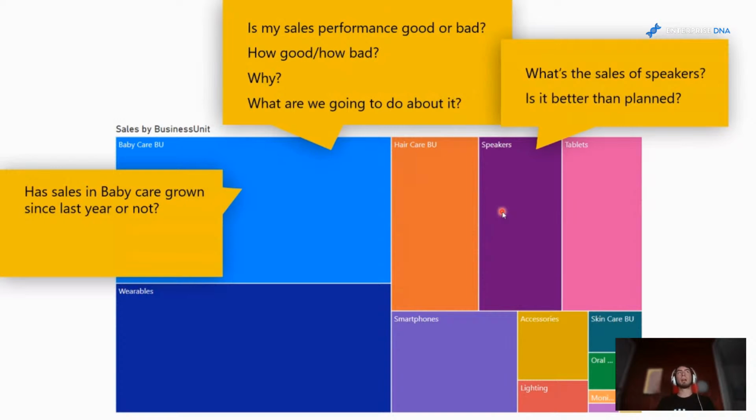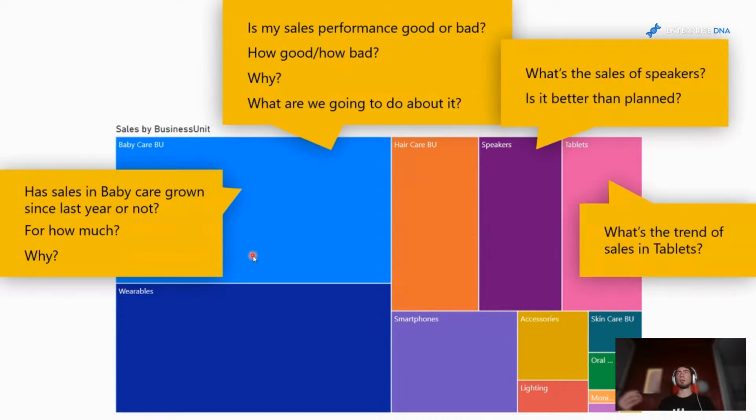Next, maybe, have sales in this particular unit, so baby care, grown since last year or not? It's a blue color. Does it mean something, or is it just a randomly assigned color? So for how much maybe did it change? Why did it change? Again, we do not get this information. So what's the trend of sales in tablets? Again, and so on and so on.